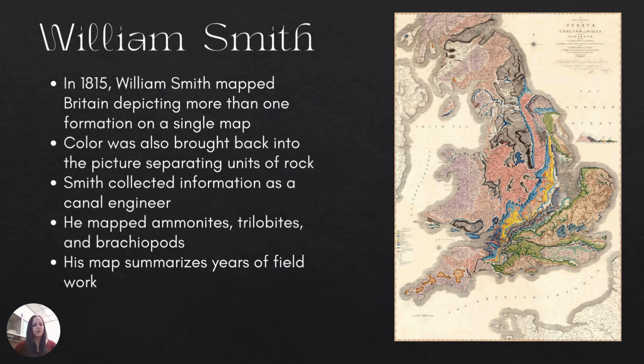He was a canal engineer, so he wasn't necessarily a trained geologist, but he mapped what he could find. He mapped some ocean critters, which are listed there. Trilobites are probably the most popular ones that he mapped. And this map summarizes years and years of boots on the ground field work. So he was not using satellite imagery, obviously, in 1800 to do this work. It was boots on the ground, mapping, hiking, walking around, writing things down in notebooks, and then creating this map.